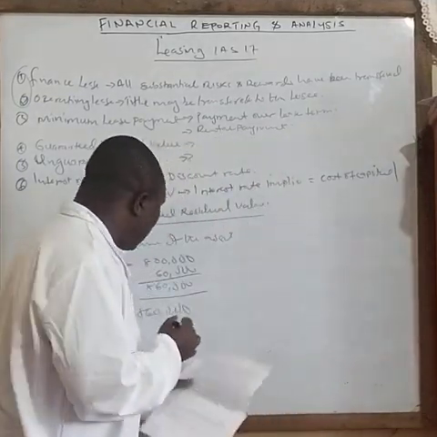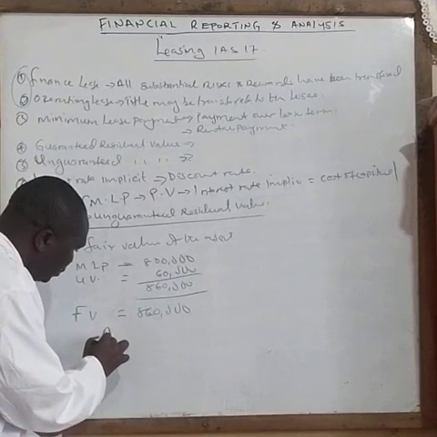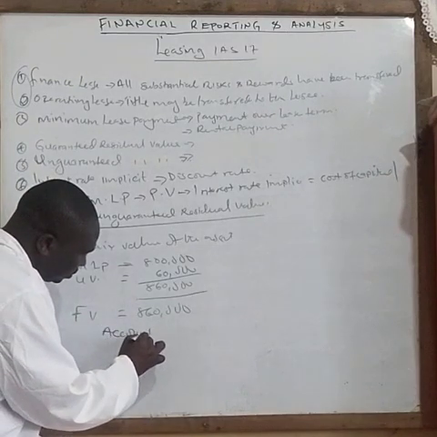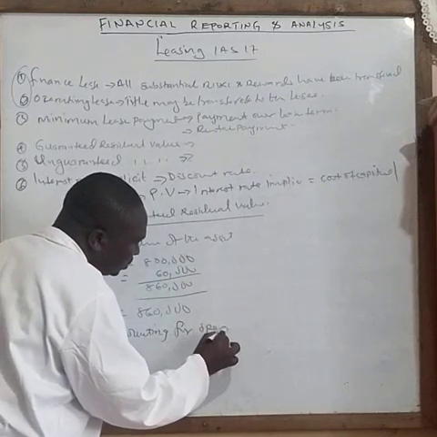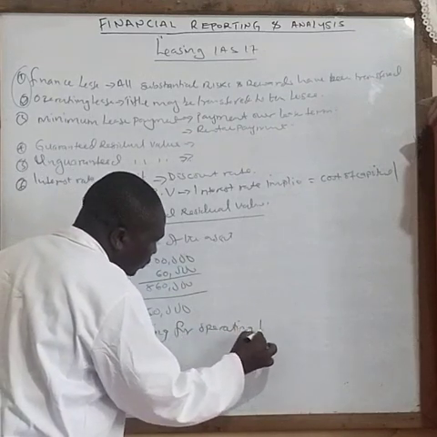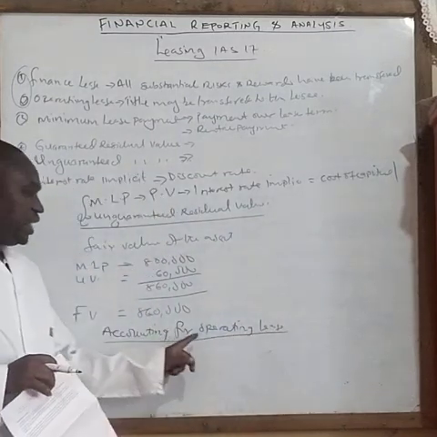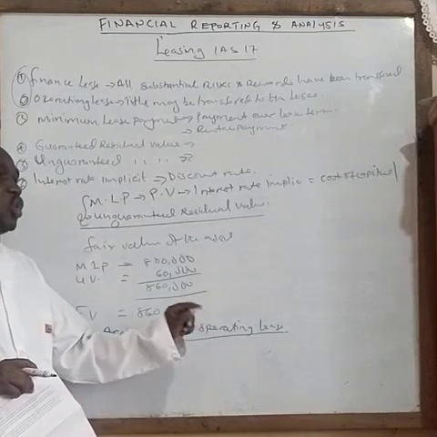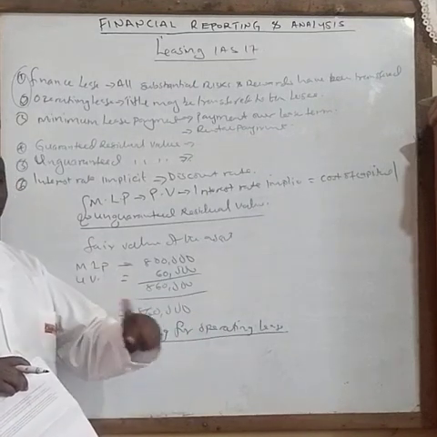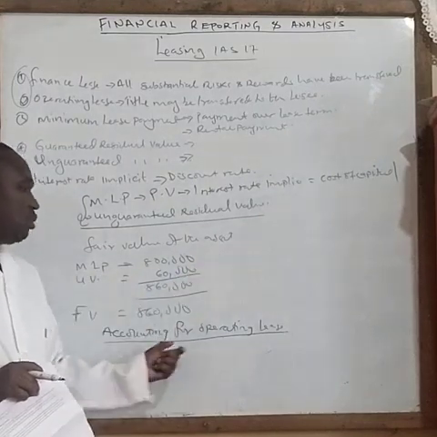Now, let's go and do what we call accounting for operating lease. We have said there are two types of leases. Operating lease is where not all the substantial risks and rewards have been transferred to the third party, that is the lessee. Now, on this note, how do we account for this?